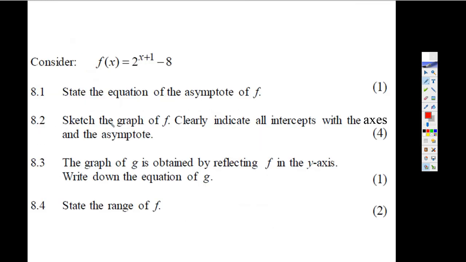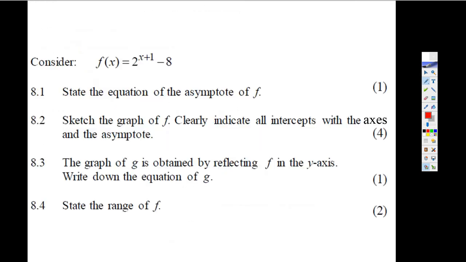Now, here's a sketch of it. We put a dotted line at y equals -8, and then it takes off like this and it has an x-intercept and a y-intercept. And they want us to sketch those things, the x and y-intercept. Well, all we have to do is let x equals 0, 2 to the 1 is 2, 2 minus 8 is -6. Well, there's the y-intercept. When x is 0, y is -6.